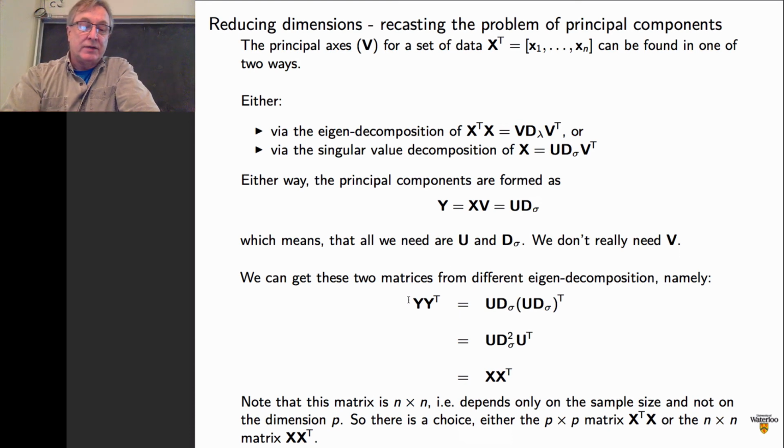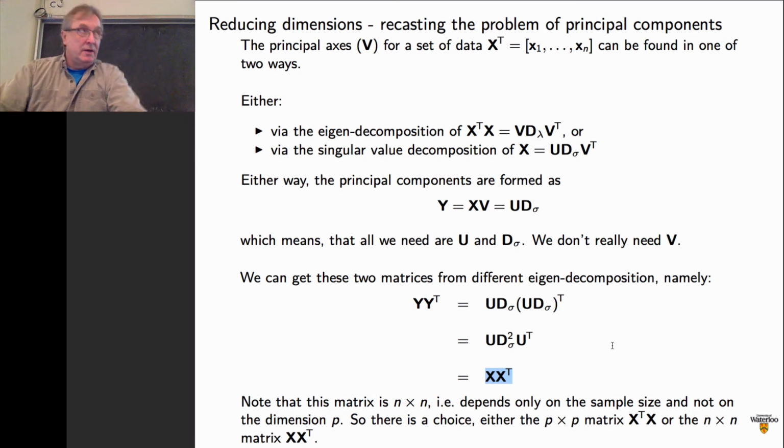So the thing is, we could also take Y transpose. If we take Y transpose, just substituting for Y and its transpose, we're going to end up with U D sigma squared U transpose. And that's the same as XX transpose. Right? If I had X and its transpose, I'm going to have U D sigma V transpose times V D sigma U transpose. V transpose V is going to be the identity. I'm going to end up with XX transpose. So Y Y transpose and XX transpose are identical. Which means if I started with an eigen decomposition of XX transpose, I could get D sigma and U from that.